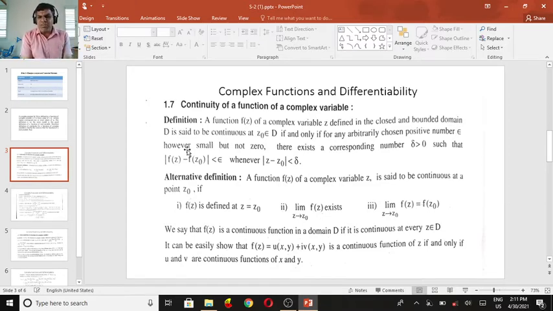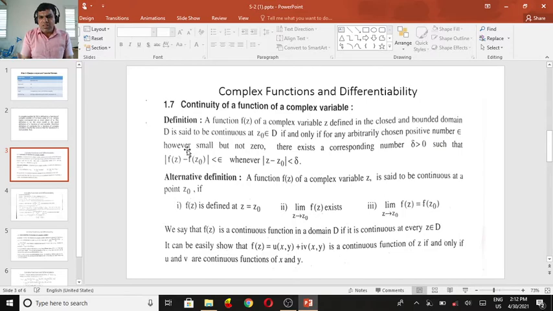We say that f of z is a continuous function in a domain D if it is continuous at every z belonging to D. It can be easily shown that f of z equal to u of x comma y plus i v of x comma y is a continuous function of z if and only if u and v are continuous functions of x and y. Here you are separating the real and imaginary parts, so the real and imaginary functions, u of x, y, are functions of that, and the complex number is a function.